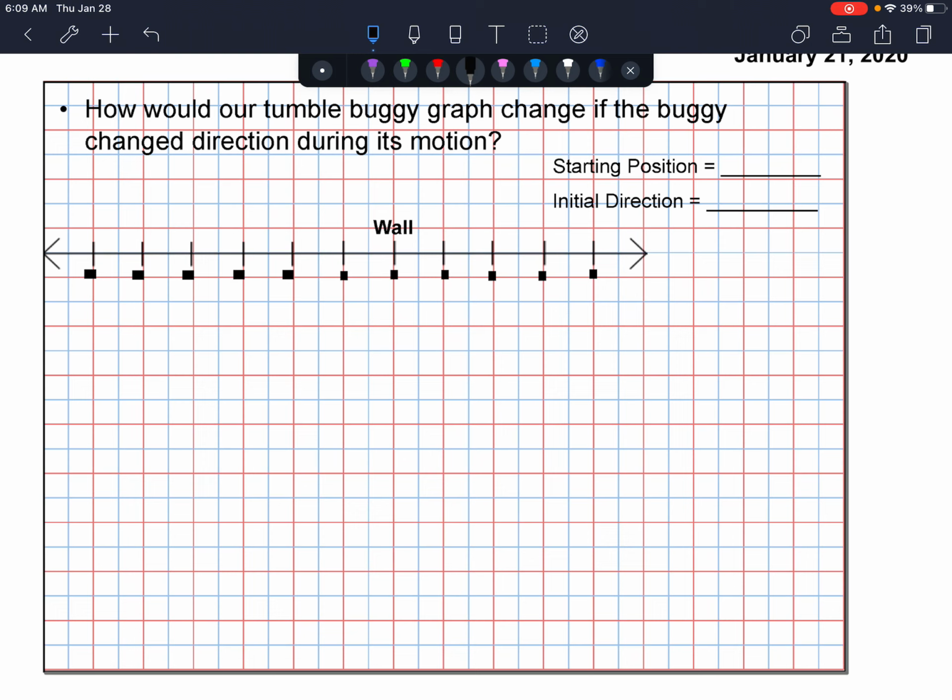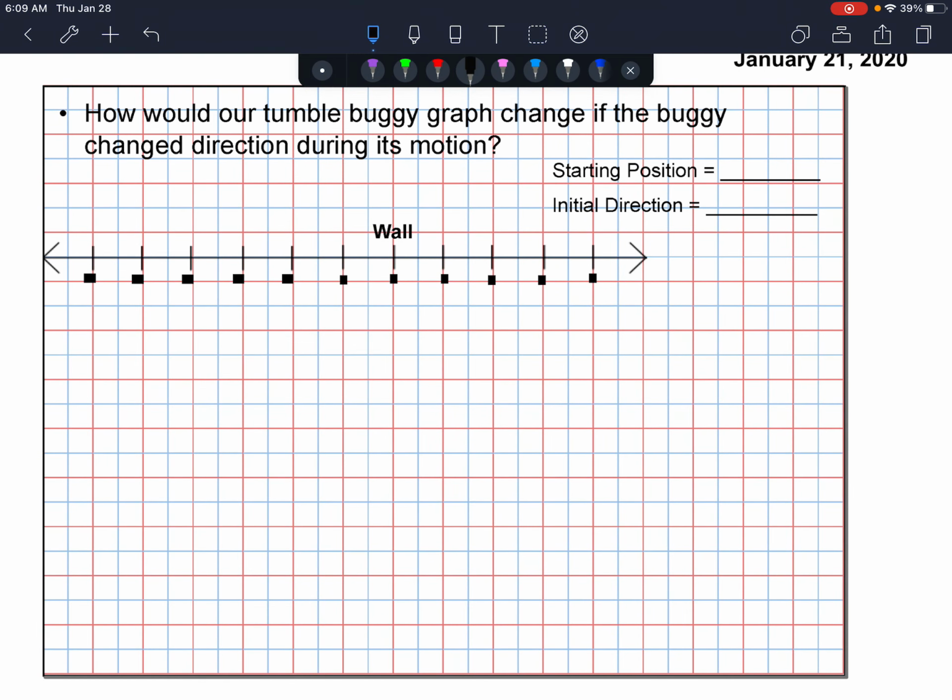Now, how would our tumble buggy graph change if instead we started at -5 centimeters and moved in the positive direction? So let's say my tick marks now look like this: -5, -4, -3, -2, -1, 0, 1, 2, 3, 4, 5. So a lot of you included a whiteboard or a wall in your data collection, so you actually saw a change in direction. So this will probably better reflect your data.